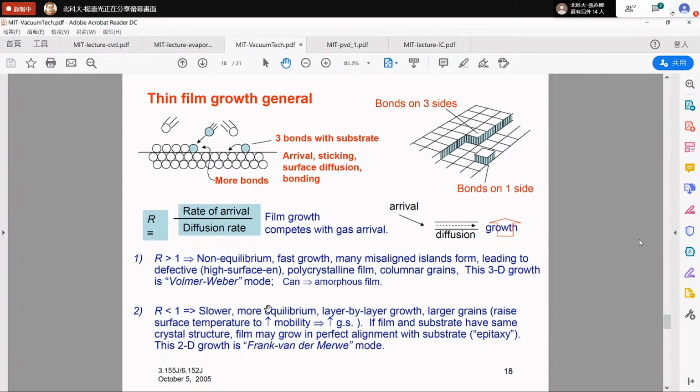Please try to memorize this. This is quite important. I think this is quite a good picture for you to understand, and it is also a good picture telling you which is faster.